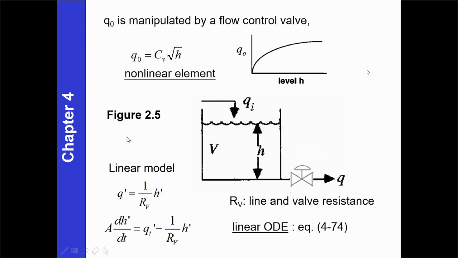In this case, we can say that Q naught is manipulated by a flow control valve. For the nonlinear element, you have Q naught equals CV times the square root of H, as given by this graph of Q naught against level H. In this figure, we have a linear model, Q naught dash equal to 1 over RV times H dash. Therefore A dH dash over dt equals Qi dash minus 1 over RV times H dash, which becomes a linear ordinary differential equation.